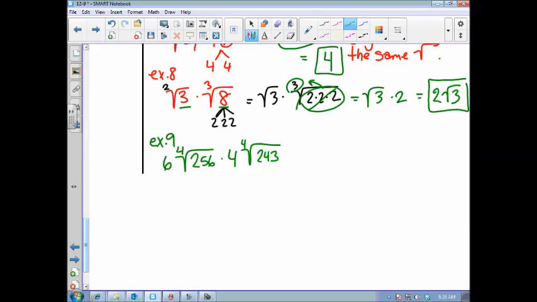You're also allowed to multiply coefficients. You cannot multiply coefficients or the numbers underneath the radical unless their rabbit cages are the same. So we are allowed in this case to do 6 times 4, and then the fourth root of, we're allowed to let the rabbits underneath multiply.